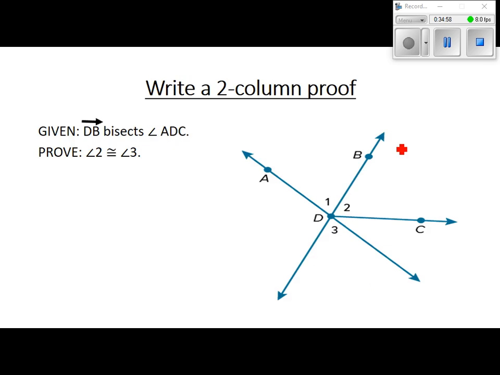Write a two-column proof for this. Is this on your notes there? Is there a bisect? No, just the definition. So if something's being bisected, it's split into two congruent parts. Like the midpoint thing? Correct.